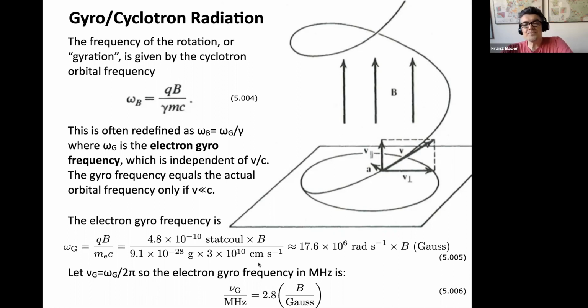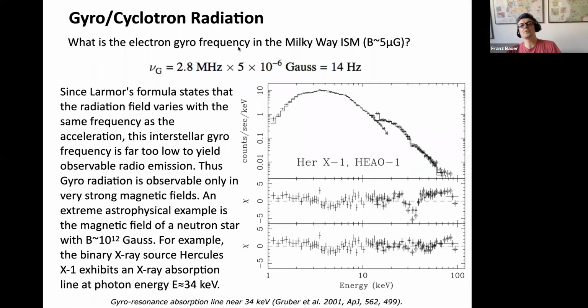Thinking about the Milky Way, it typically has a magnetic field of about 5 microgauss. And so this gyro frequency will end up being about 14 hertz. So it's very, very low. This is the frequency at which this is moving around.